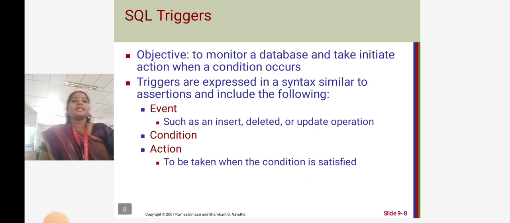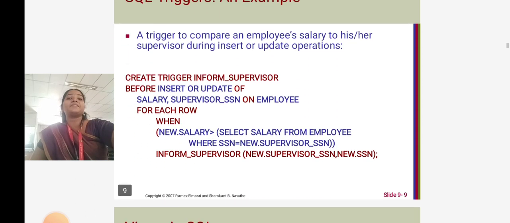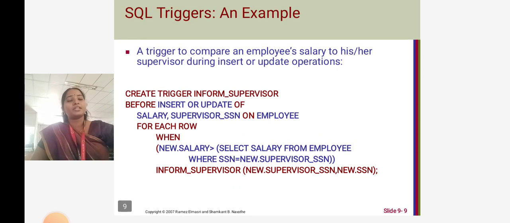Here comes the SQL trigger. The objective of a trigger is to monitor a database and take initiative action when a condition occurs. Triggers are expressed in a syntax similar to assertions and include the following: event, condition, action. The event is an insert, delete or update operation. The condition checks whether a value is greater than, equal to or less than another, or whether it is an empty or null value. The action is the action to be taken when the condition is satisfied. Only if the condition is satisfied will the action be taken.